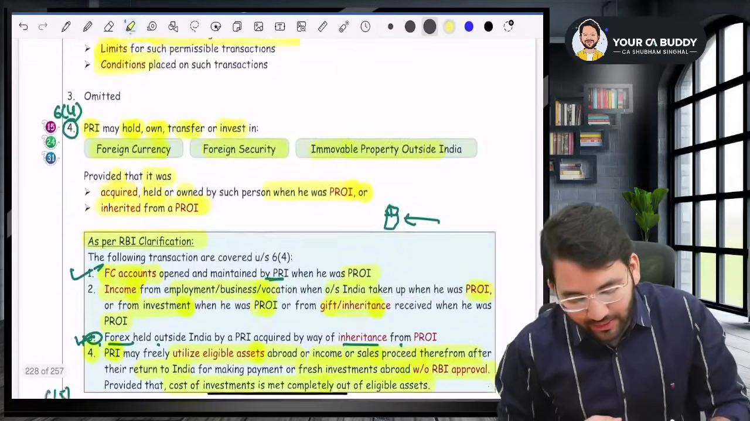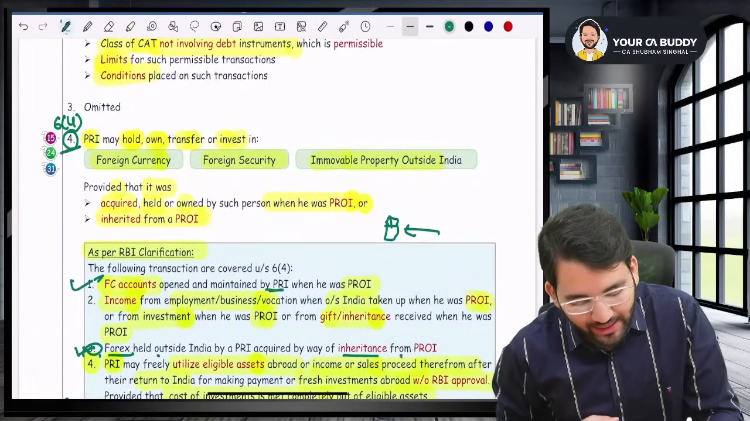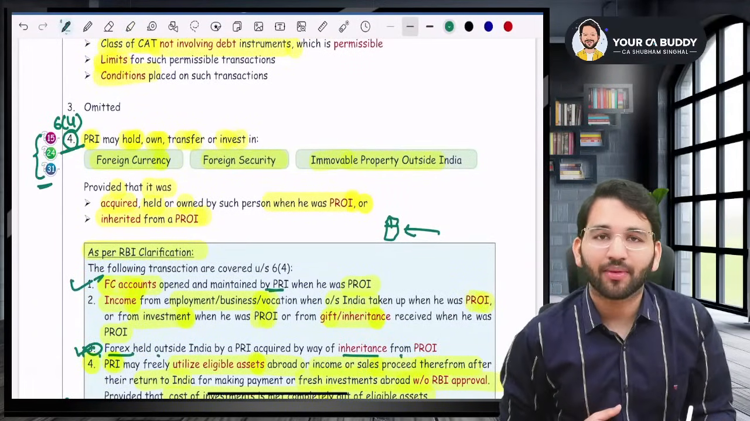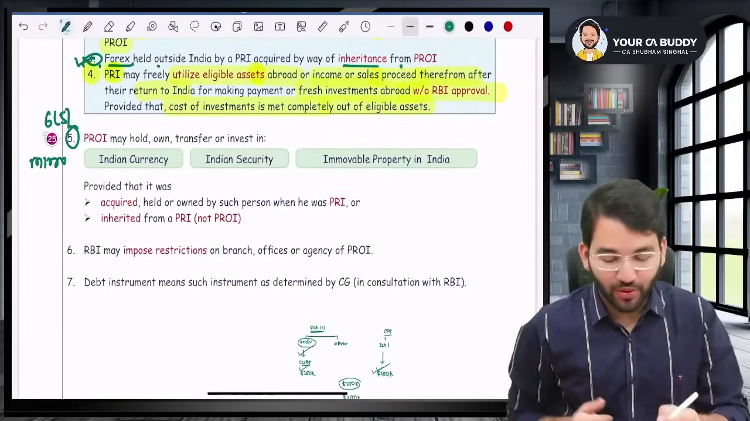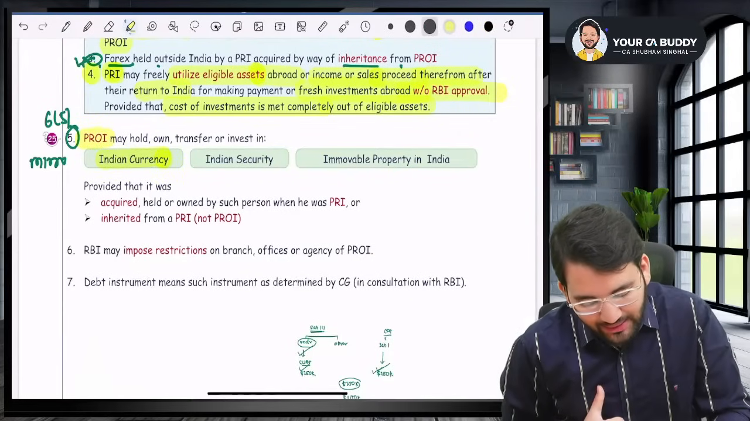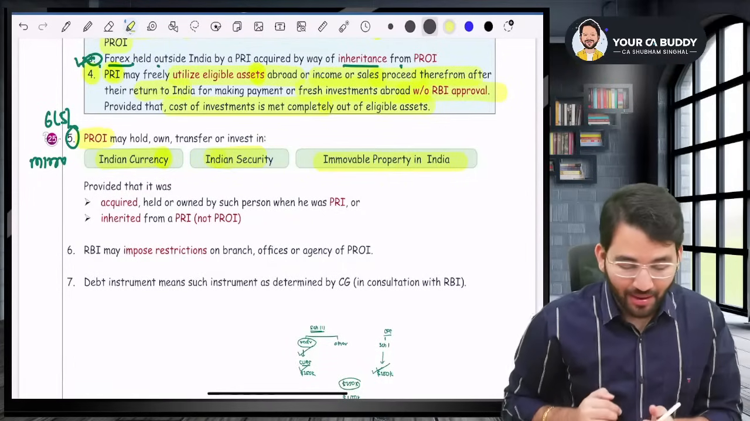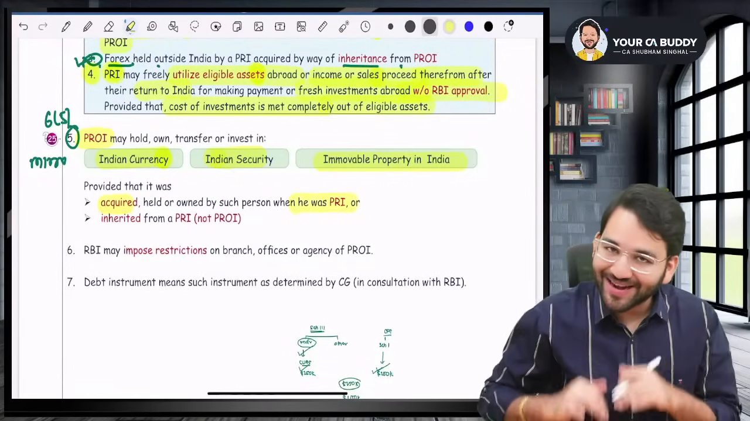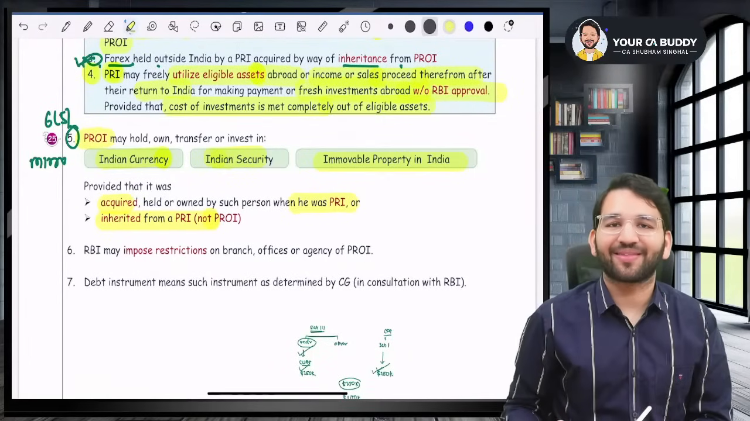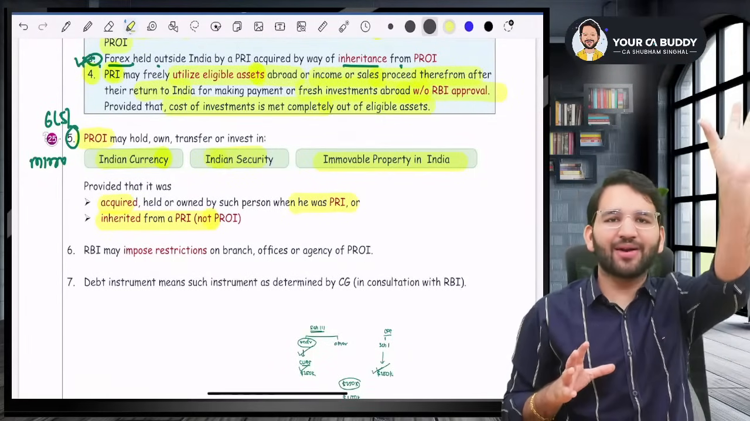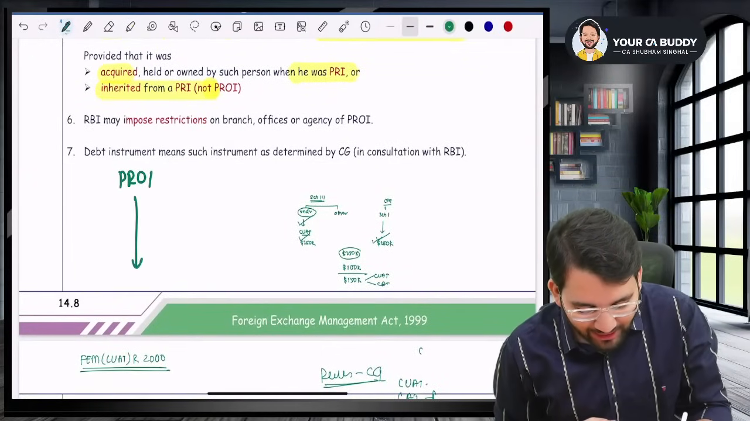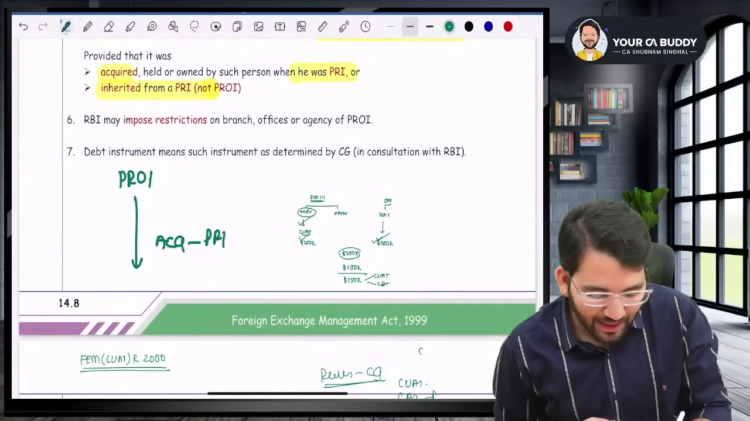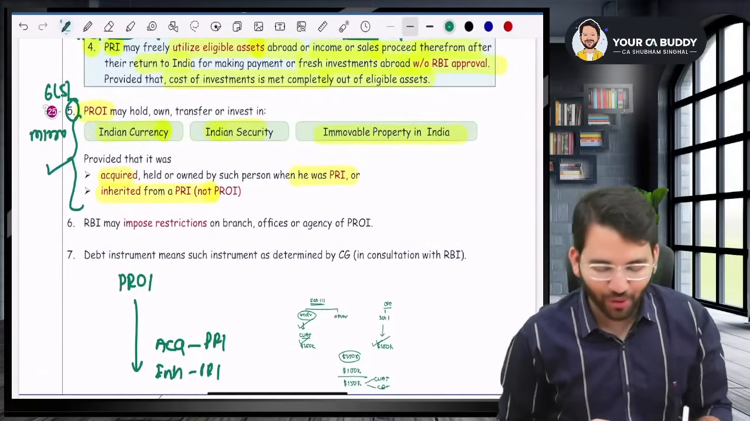Sir, the section that you read in 6.4, there are three questions based on that. Now, 6.5 is a mirror image. It is from the PROI's point of view. A PROI may hold Indian currency, Indian security, or immovable property in India, provided it was acquired when he was a PRI or inherited from a PRI. So what we studied for PRI is the same here for PROI. A PROI can have any property or investment in India if it was acquired when he was a PRI or if it is inherited from a PRI. Only then he can continue to hold it, not a problem.